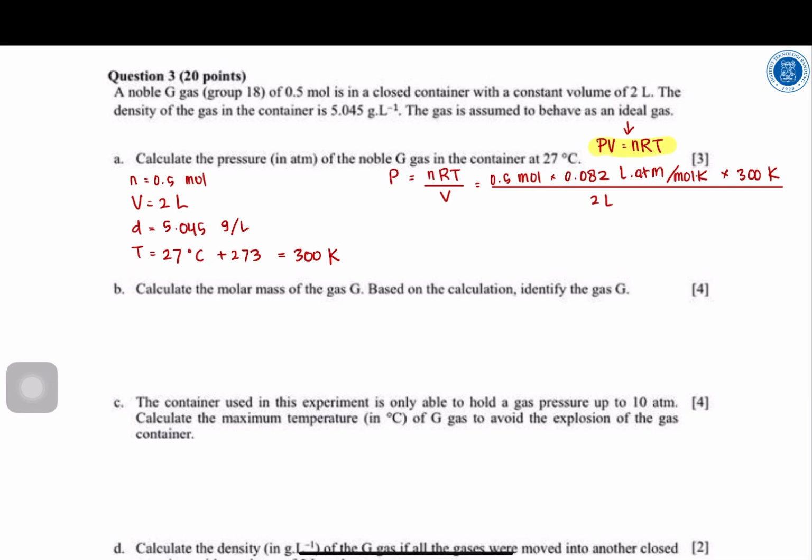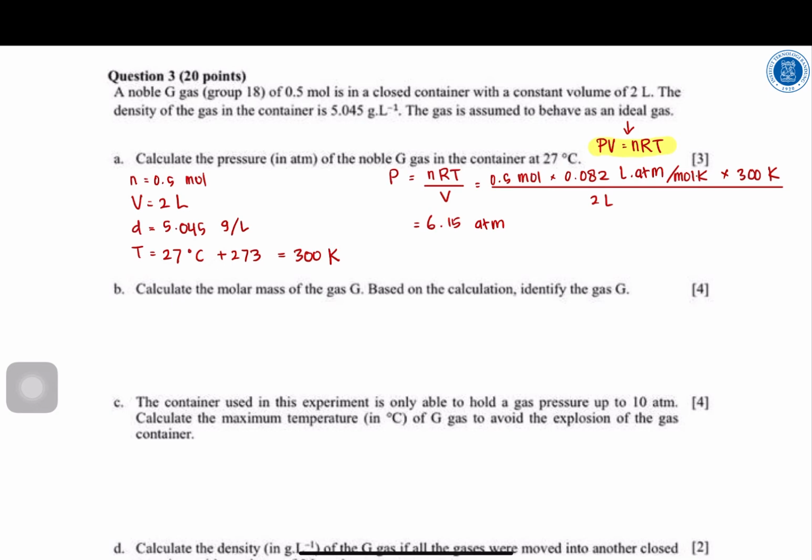So you can see from the units that we use that we are going to have the pressure in the unit of atmosphere, which is what we look for. So we are going to calculate this. The pressure is around 6.15 atmosphere.